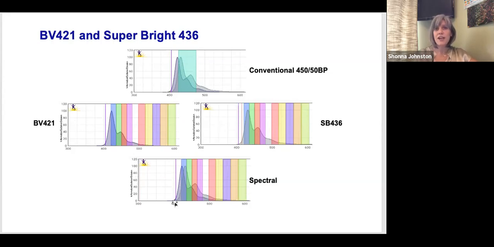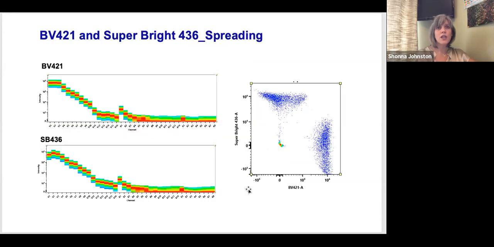But you can see there's a definite difference between those two spectrums. And if we have a look on here, how does it look? So this is an example of your BV421 here. You can see it's quite high in V1 and V2, whereas if you look at Super Bright 436, you can see a slightly higher peak on the V2 channel. So if we have a look at those two against each other, you can see the spreading is fairly dramatic, which is one of the things that I was saying earlier.